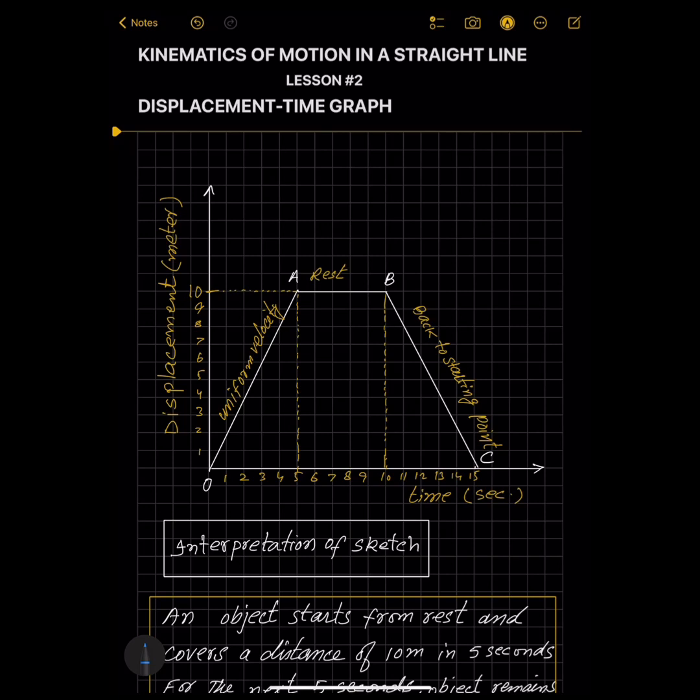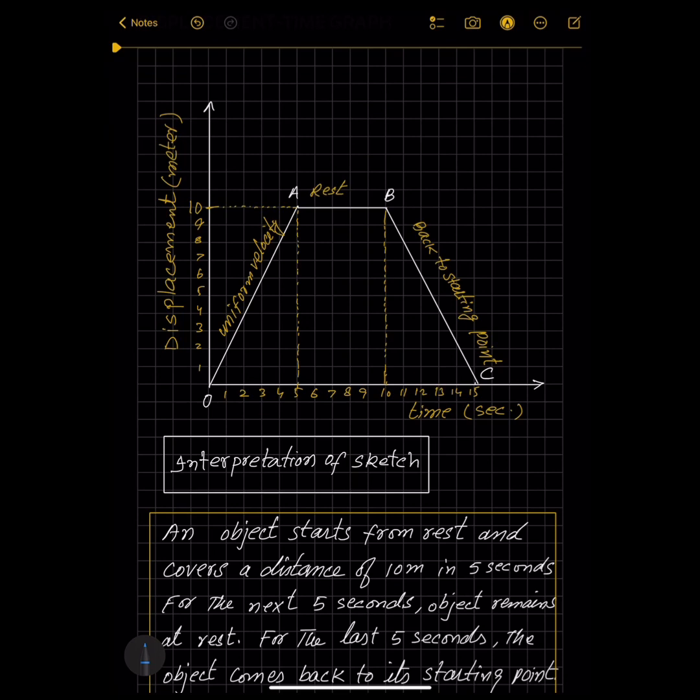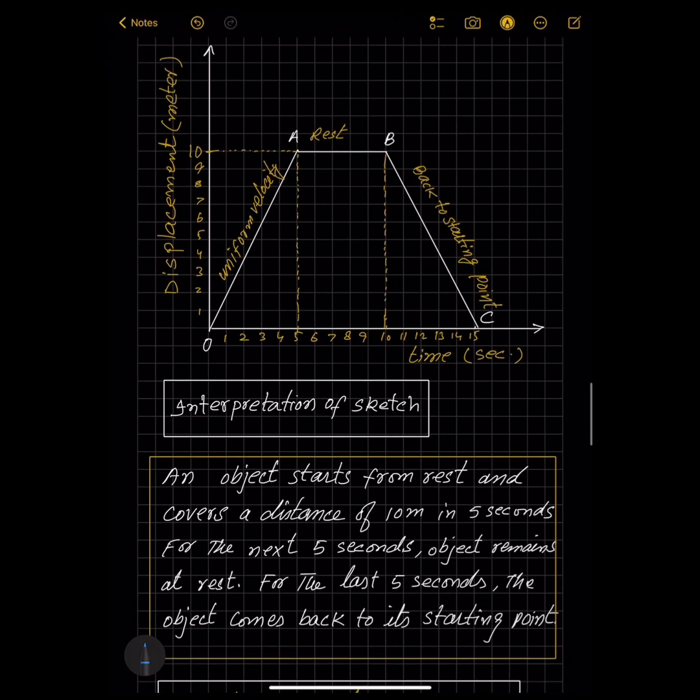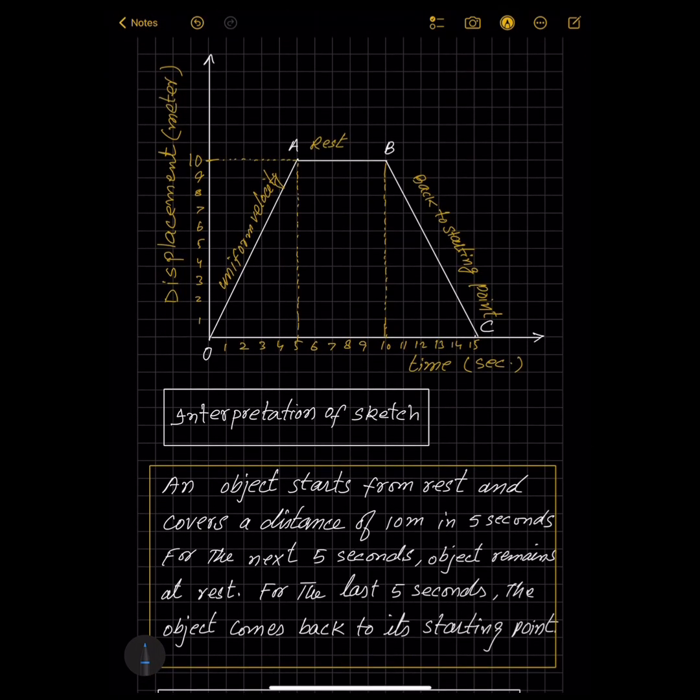तो ये स्केच आप देख रहे हैं, OABC. This is the graph. So first of all, I will interpret the sketch. An object starts from rest and covers a distance of 10 meters in 5 seconds.